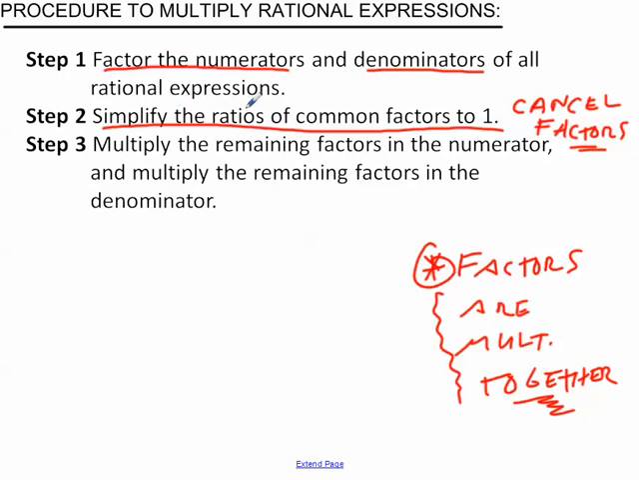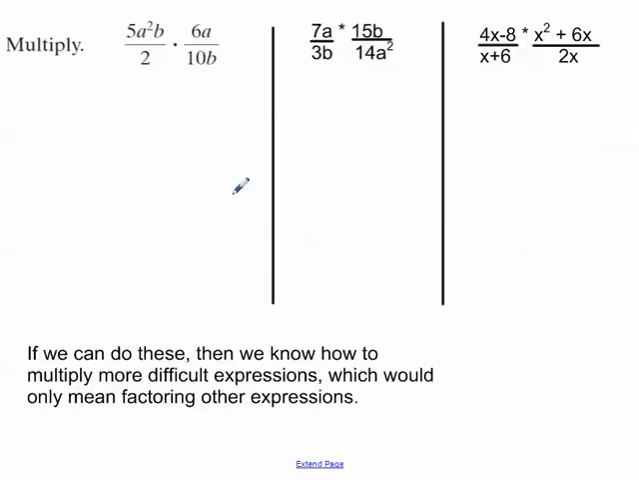So step number 2 is simplify the ratios of common factors, cancel factors. Step number 3 says multiply the remaining factors, whatever is left over, multiply the numerator, multiply the denominator, and get an answer. So let's go on to something that might be a little more challenging. These are our last 3 multiplications.